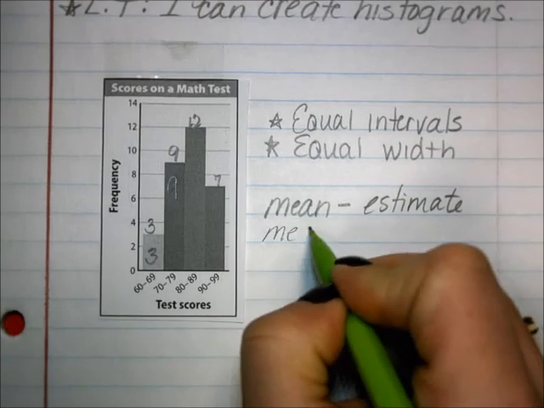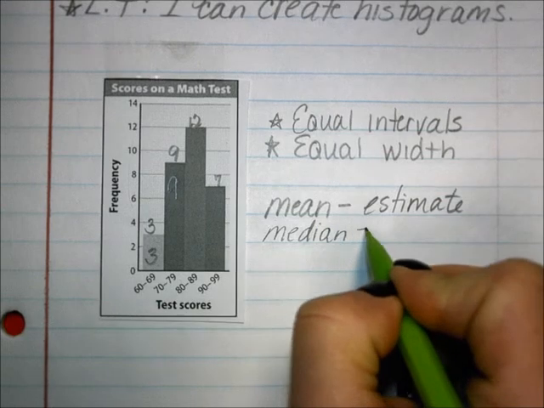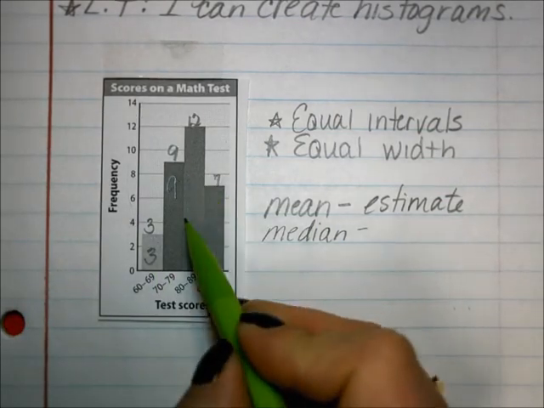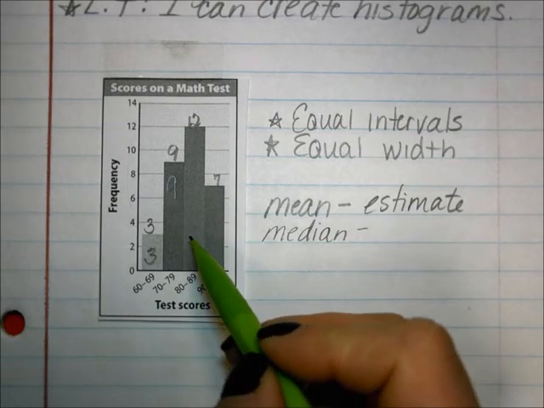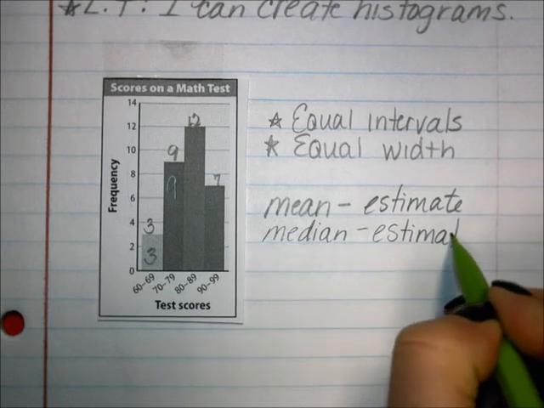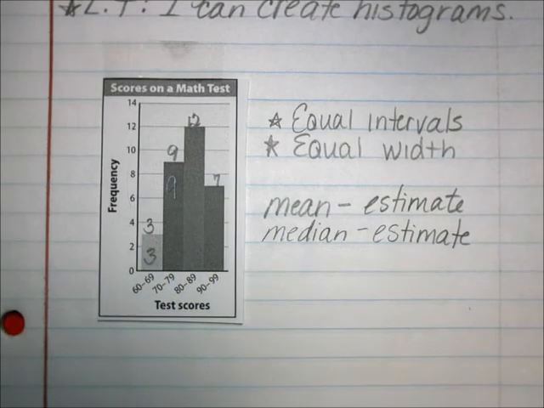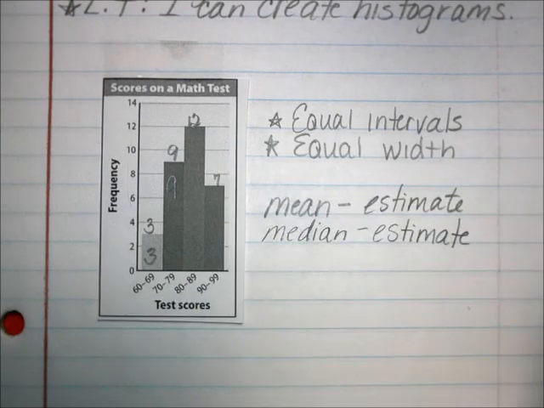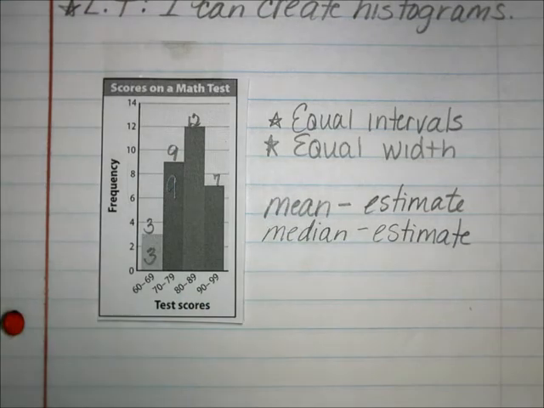The case is really the same for the median. The median, we're looking for the middle score. We might be able to come up with an idea of where that middle score lands, but we're not going to be able to get an exact middle score because we don't know exactly what the scores were. We know that 9 people scored between 70 and 79. We just don't know what each of those 9 scores is. So mean and median are only going to be estimates. And that's actually what our next lesson will be about. How do we find those estimates?